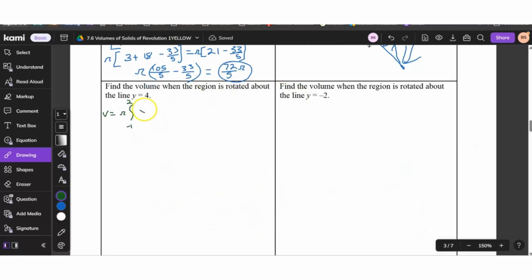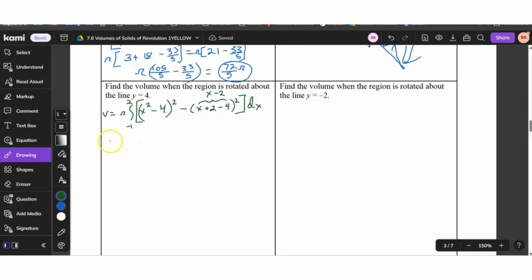So this time it's going to be x squared minus the axis of rotation, which is 4 squared. Okay. Minus the inner function, which is our x plus 2, minus the axis of rotation squared dx. Yeah? Now, what is this really? Instead of x plus 2 minus 4, what is that? Simplify. X minus 2. Then we're going to simplify it that way, Benji.